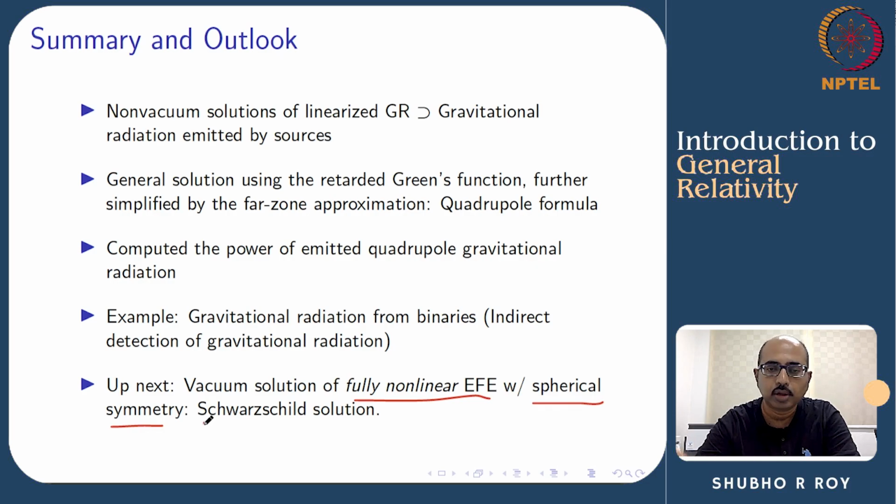This is the first nonlinear solution to general relativity which was written down, within I think a month of Einstein proposing the equation. Schwarzschild came up with the solution. So we will look at this in the next section.